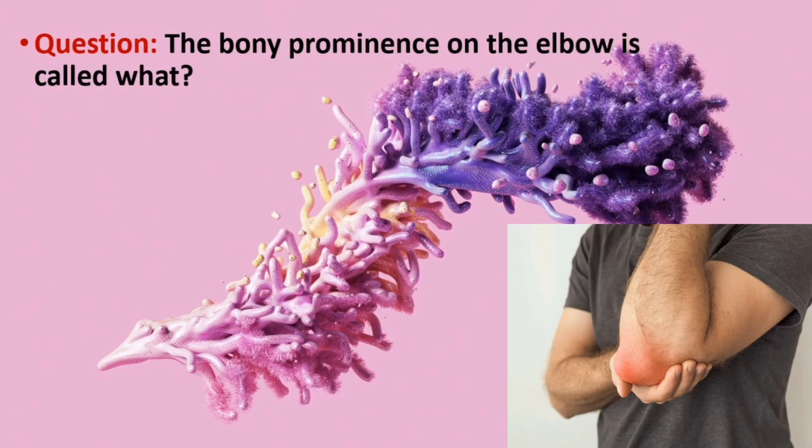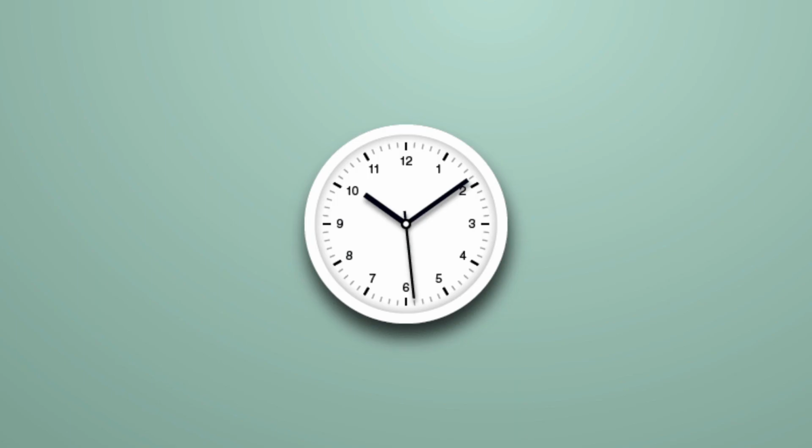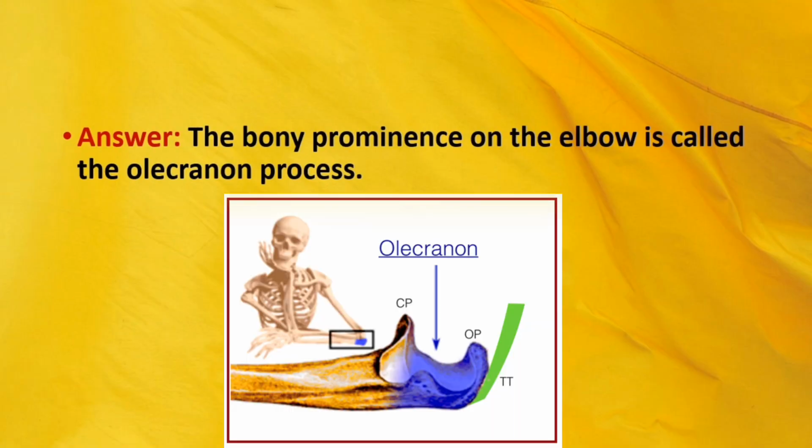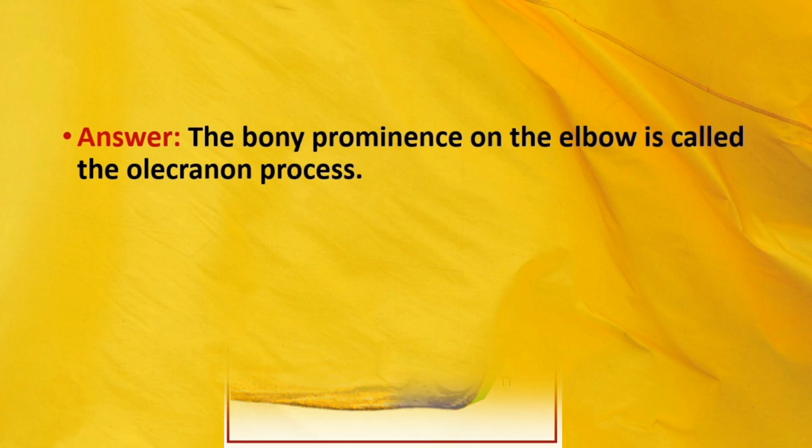Question 2. The bony prominence on the elbow is called what? The bony prominence on the elbow is called the olecranon process. You can feel it at the back of your elbow.